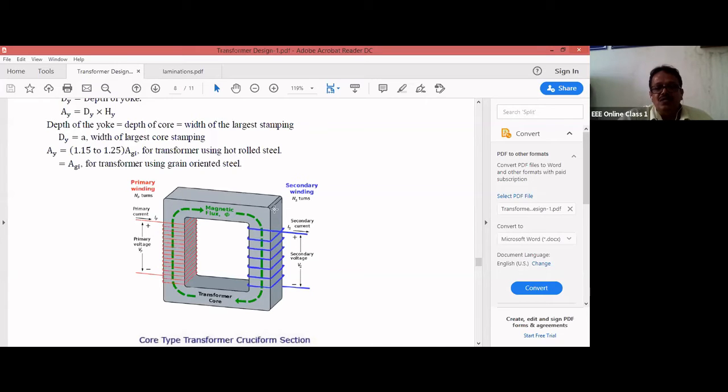This is nothing but the height of the yoke, and this is the depth of the yoke. The depth of the yoke will be equal to the depth of the core. Okay. If you take a square core, it will be equal to the width of the largest stamping. Square means both your width and depth will be the same.